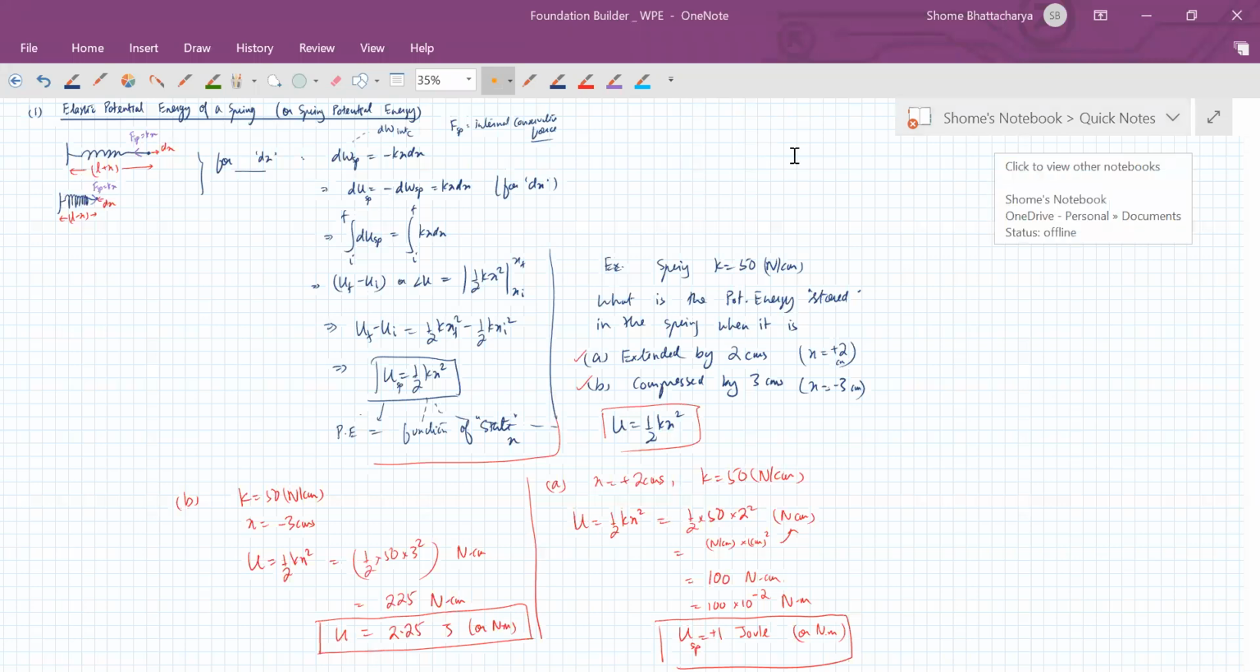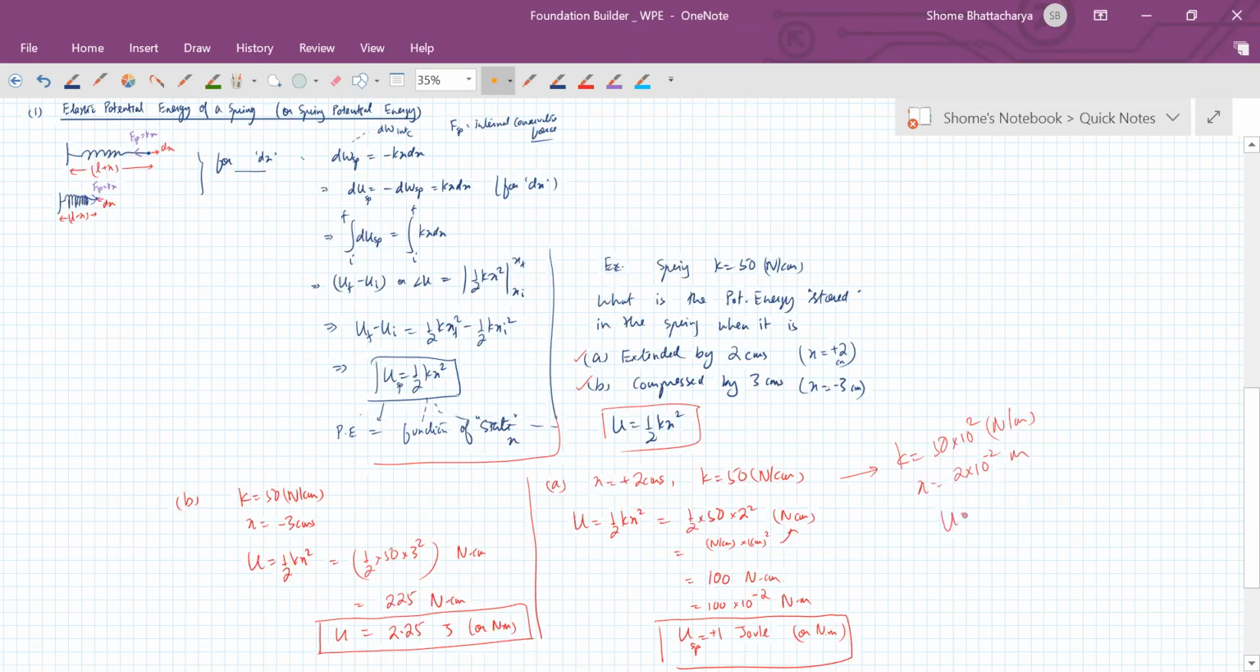You can also convert this directly to SI units first. So K will become 50 into 10 raised to the power 2 newton per meter, and x will become 2 centimeters, so 2 into 10 raised to the power minus 2 meters. If you substitute like this, you also get the same thing. So 50 by 2 into 100 into 4 into 10 raised to the power minus 4. When you work all that out, that will come out to be 1 joule.